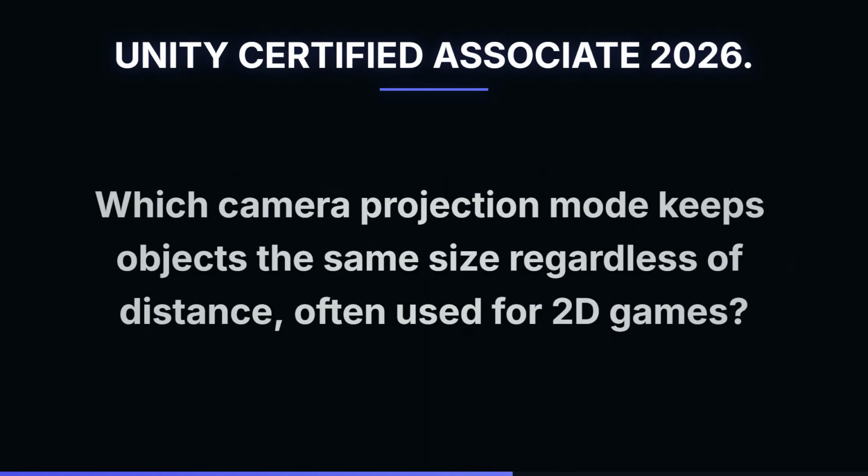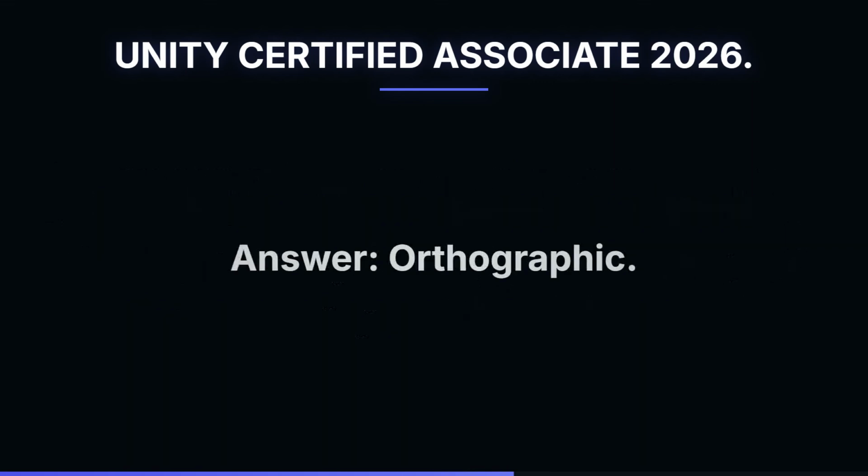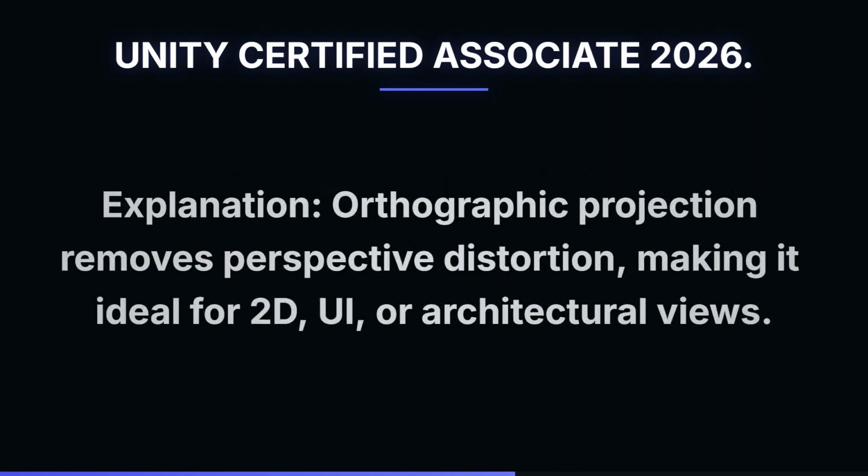5. Which camera projection mode keeps objects the same size regardless of distance, often used for 2D games? Answer: orthographic. Explanation: orthographic projection removes perspective distortion, making it ideal for 2D, UI, or architectural views.